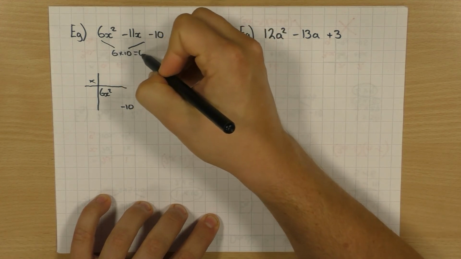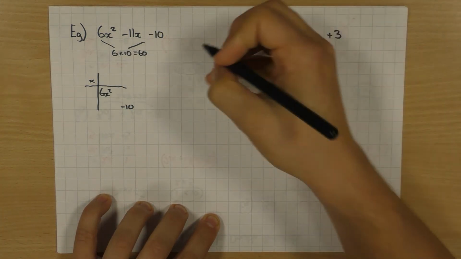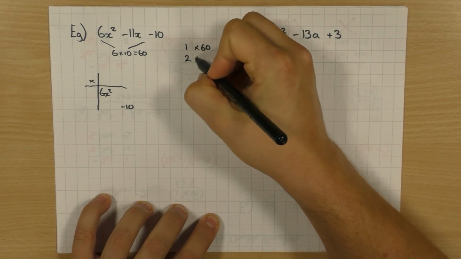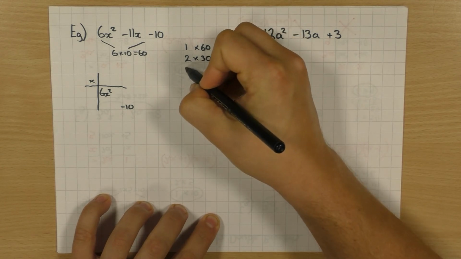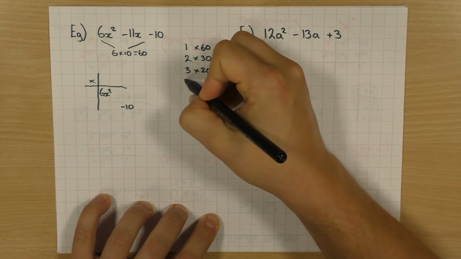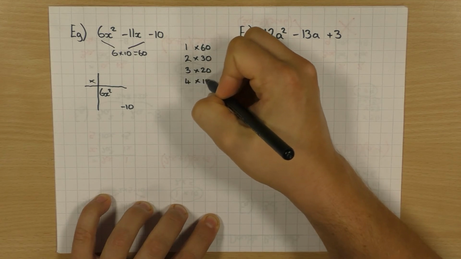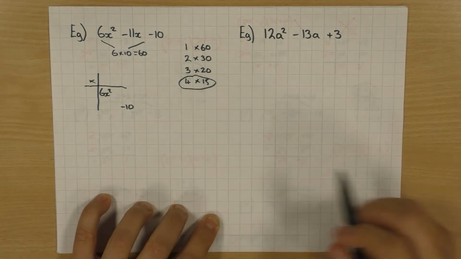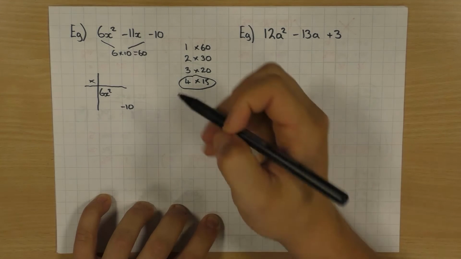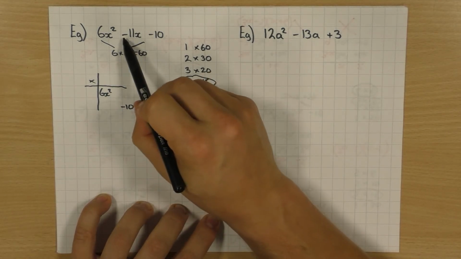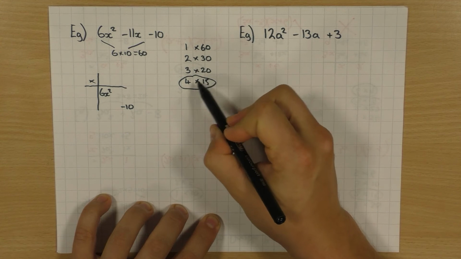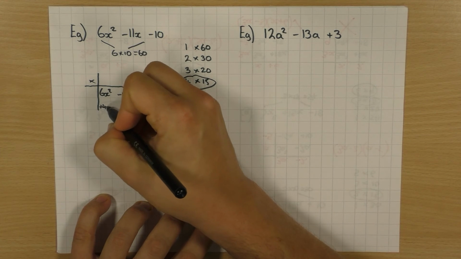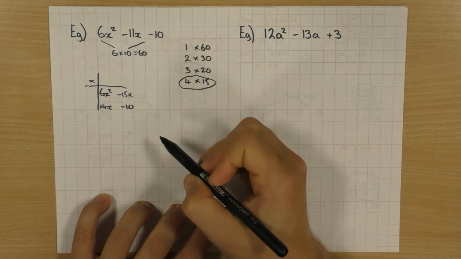Okay, and I'm going to do my 6 times 10, which is 60, and I'm going to find numbers that multiply to get 60. So again, start off with the obvious ones. 1 times 60, 2 times 30, 3 times 20, 4 times 15, that's the one I want. 4 times 15, because 4 and 15 I can use to get 11. Okay, so let's do that then. If it's minus 11, I'm going to have minus 15 plus 4. So minus 15x plus 4x. So that'll give me my minus 11x.